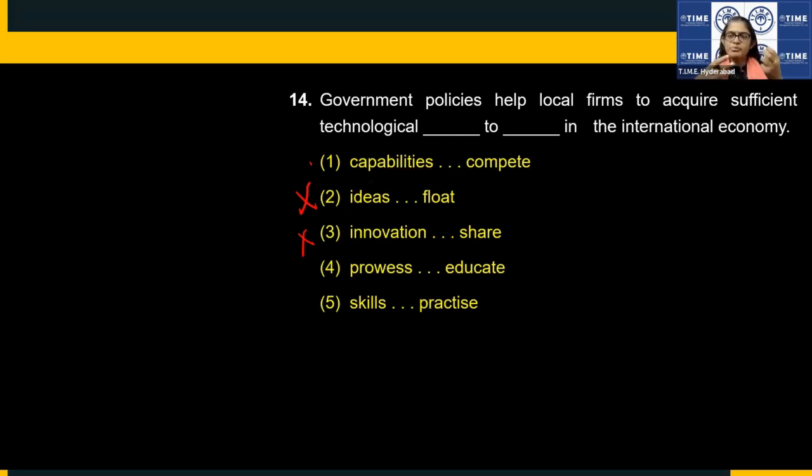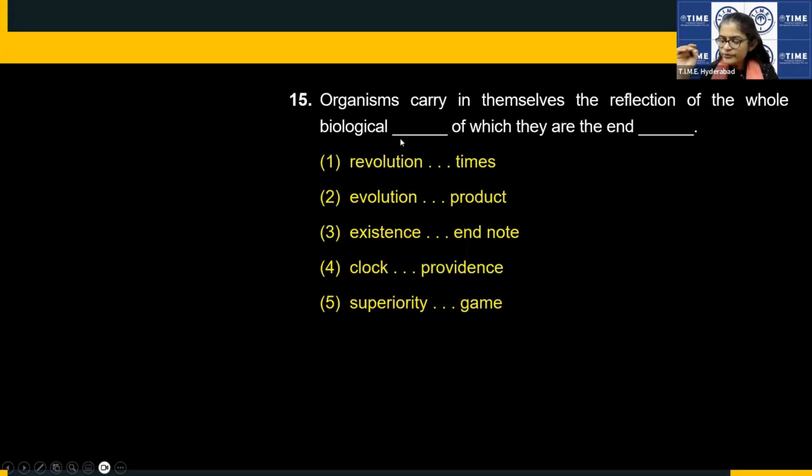Technological prowess or power, okay, to educate that in the international economy. Educate should be followed by somebody or something. Technological skills to practice in the international economy. Firms do not practice, they exist and they compete. Okay, again, collocation, what goes with what? Yeah, one is the answer. One more question we have.